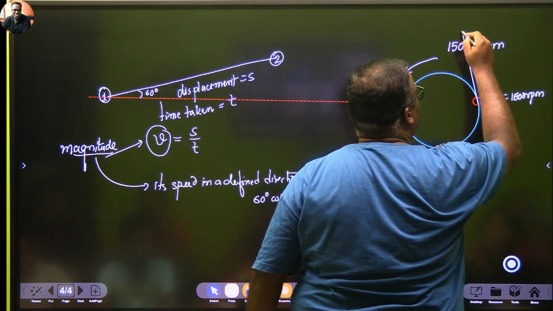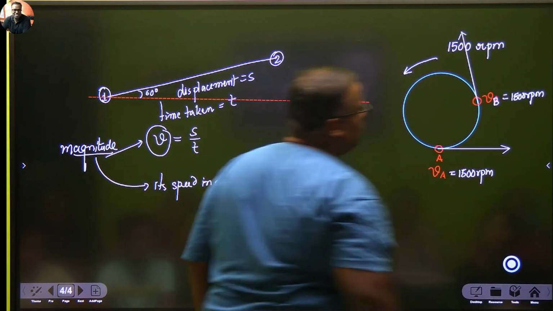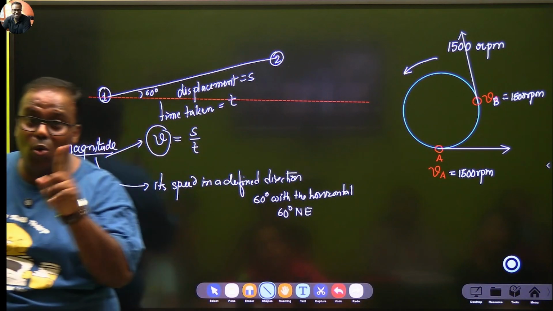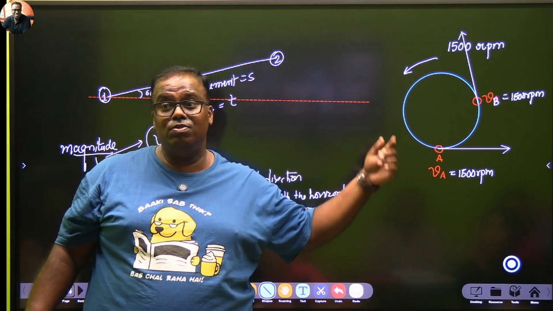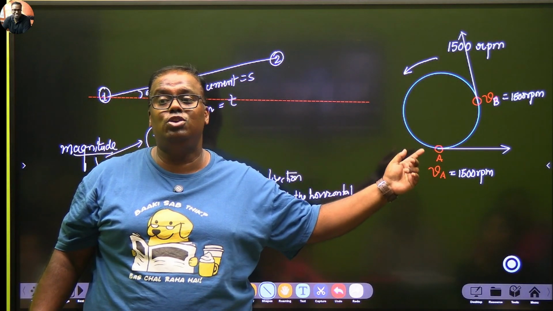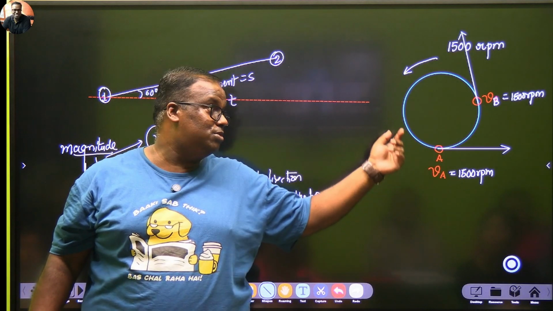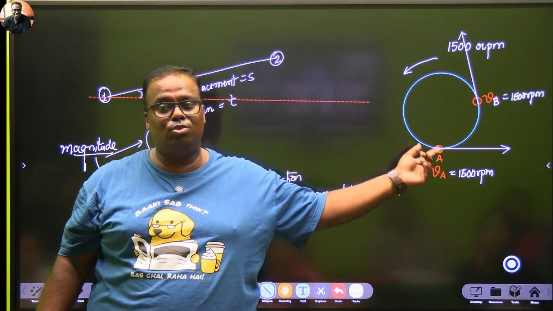Tangent to this part. Now tell me, are their velocities same? No, their speed is same. We will revisit this when we talk about uniform motion, uniform circular motion. This is uniform circular motion.